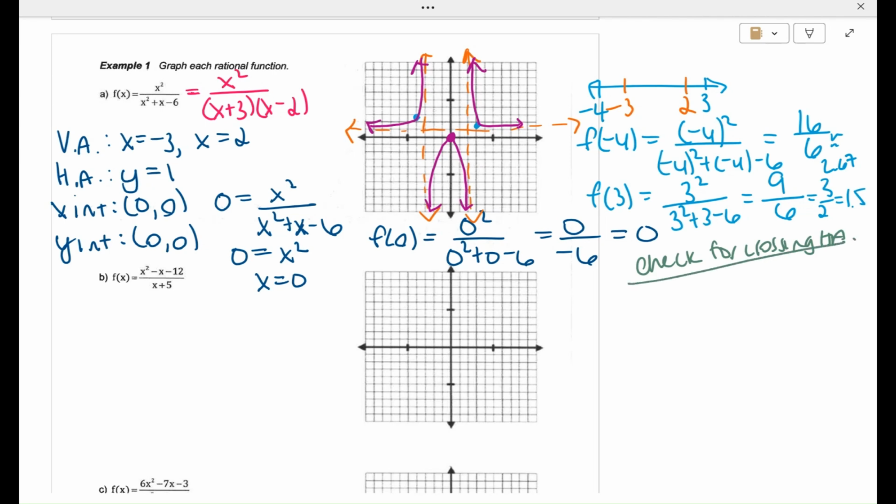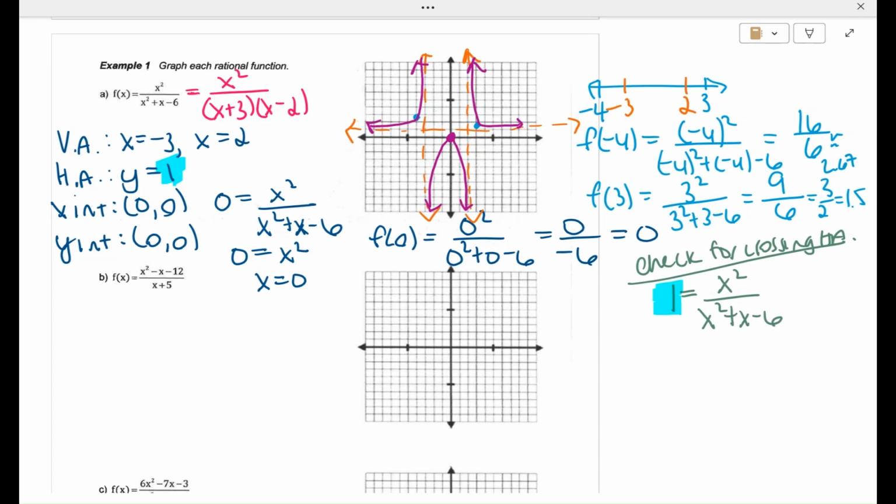To do that, you take whatever the horizontal asymptote is, and I'm going to highlight this in blue. The horizontal asymptote is y is equal to 1. So when I'm checking to see if it crosses, you plug in 1 for y equals x squared over x squared plus x minus 6. I use standard form because it's a little easier for me than to solve for x. You could use factored form, but you just have to refoil. Again, the 1 came from your horizontal asymptote.